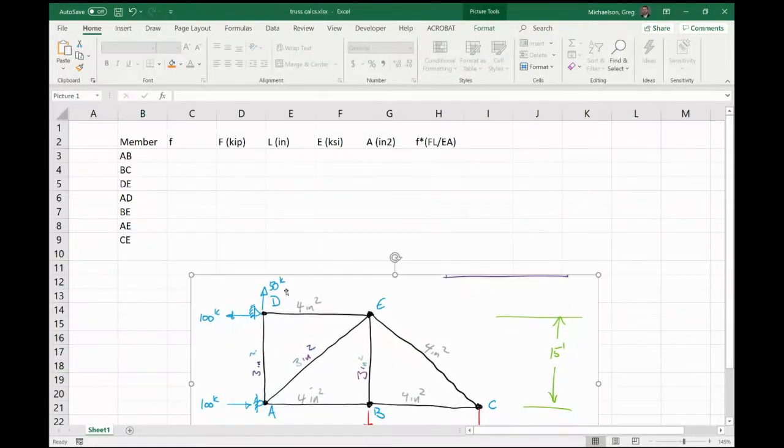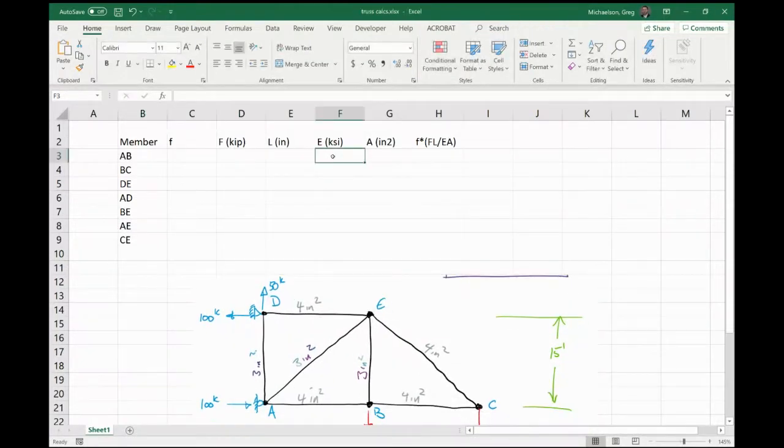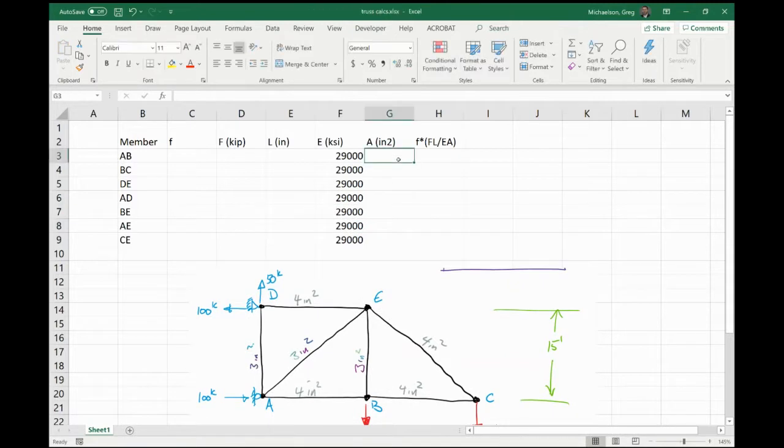Okay, so let's start off with the E values. We know that's 29,000 for every member. Okay, we know that. What about the areas? Okay, well, they're all 4 except for 3 of them. Let's see, AD, so the verticals, that one's 3, that one's 3, and then this one's 3. Everything else is 4. So those are taken care of.